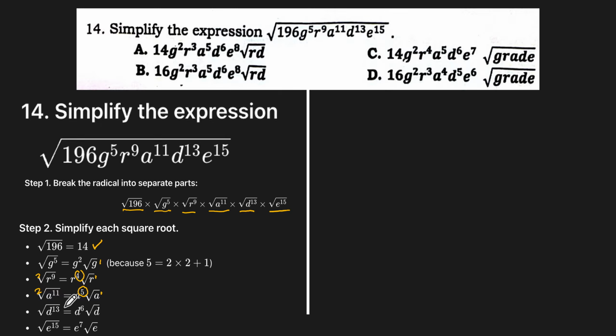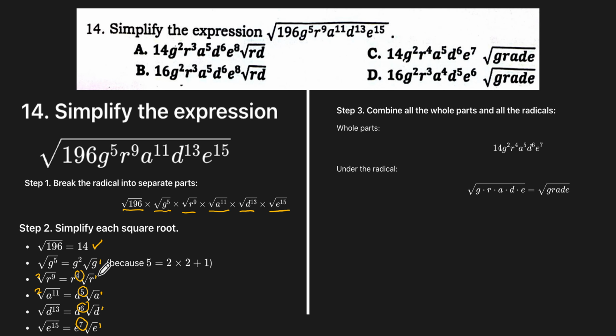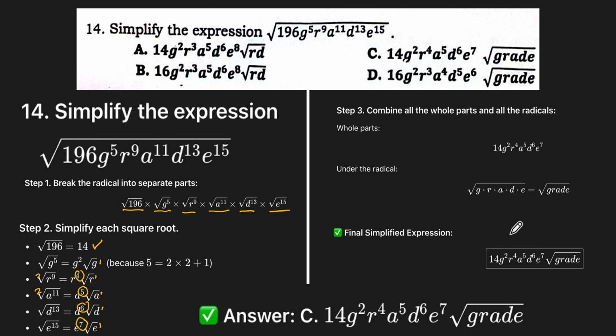Square root of d raised to 13. 13 divided by 2 is 6. There must be a remainder 1. And the square root of e raised to 15. 15 divided by 2, that is 7. There must be a remainder 1. So, when we combine all the whole parts outside the radical, the answer would be this one. So the simplified form is this, and the final answer would be letter C. 14 g squared, r to the 4th, a to the 5th, d to the 6th, e to the 7th, square root of g r a d e. Okay, so that's it.